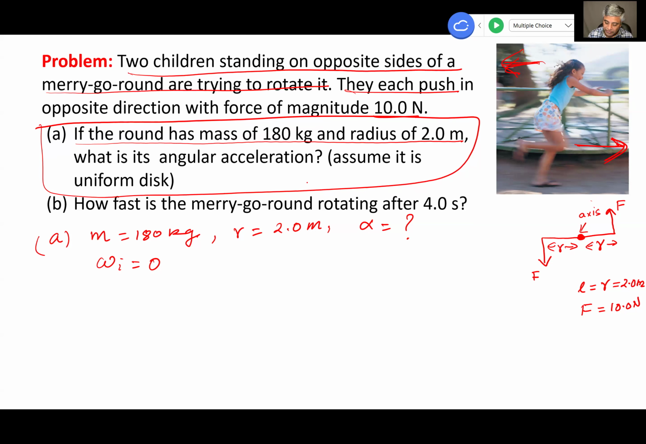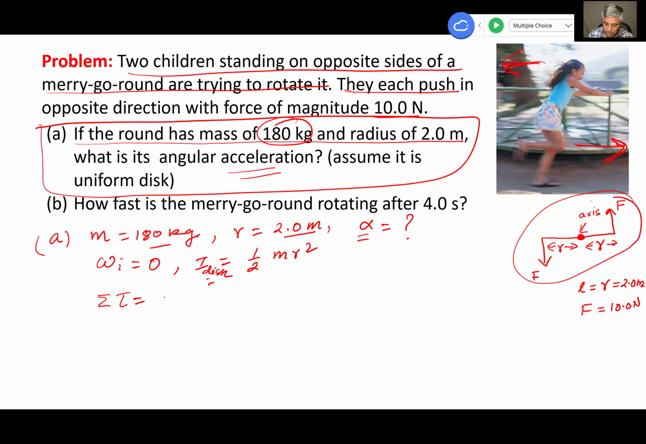So this is a disk, so the rotational inertia for the disk is half mr squared. Mass is known, r is known, so that means I is known. Since we know rotational inertia, we can use sum of torque equals I times alpha. So alpha is sum of torque divided by I. I we know, all we need is sum of torque. So how do I find sum of torque here?